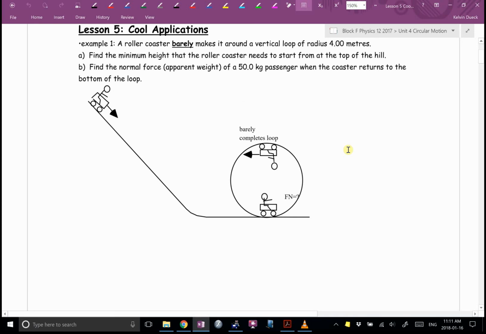Here's a roller coaster loop. A roller coaster, and can you see, Linnea, I underlined the word barely and bold fonted it, makes it around a vertical loop of radius 4 meters. Jaden, what does part A want me to find? Height. Minimum height. It wants me to find that.